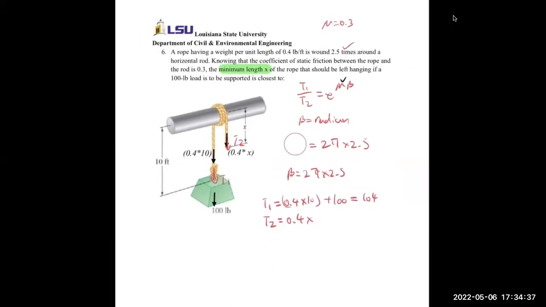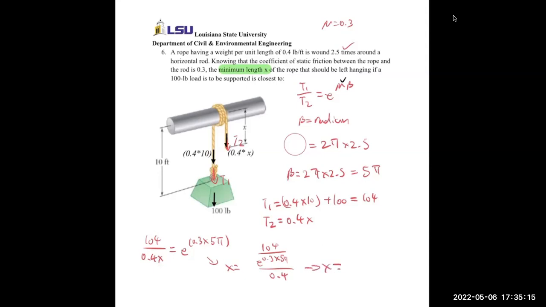So we got T1, which is 104 over 0.4x, equal to e raised to the mu beta, so 0.3 multiplied by this thing right here, 5 pi. Okay, right here, very easy. Rearrange the equation and solve for x. x will be equal to 104 divided by e to the 0.3 multiplied by 5 pi, over 0.4. Okay, so we get x will be equal to 2.33 feet.